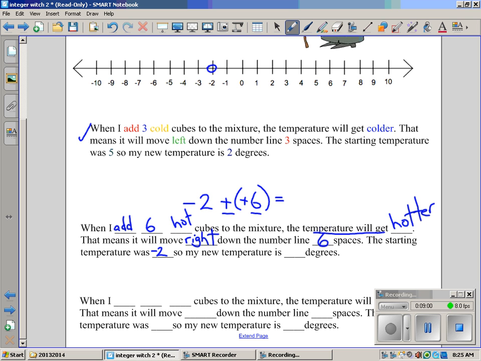You've already told me that you're moving to the right, and you're moving to the right 6 places. So here we go, 1, 2, 3, 4, 5, 6. My answer to this question would be 4 degrees. This is very, very logical. It is very organized, and I need you to kind of process this way of thinking while we're doing it. Anyhow, I'm going to do one more, and then you're off on your own.